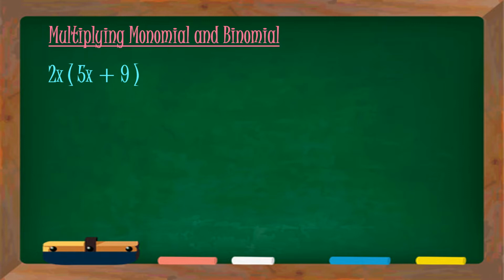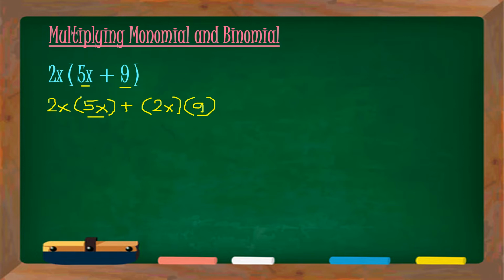So, si 2x, so paano ba yung distributive property? So, si 2x, i-multiply natin kay 5x. Then, si 2x, i-multiply din natin kay positive 9. Okay, pinaghiwalay natin yung ating binomial. So, this is the 5x and this is the positive 9.